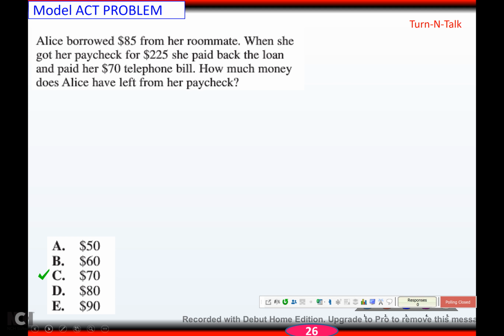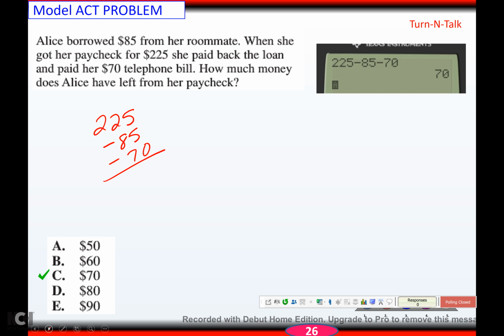It says Alice borrowed $85 from a roommate. When she got her paycheck for $225, she paid back the loan and paid her $70 phone bill. How much money does Alice have left from her paycheck? She has a paycheck, she had to pay back the 85, and she had to pay off her telephone bill. So I'd have 225, take away 85, take away 70, leaves 75.